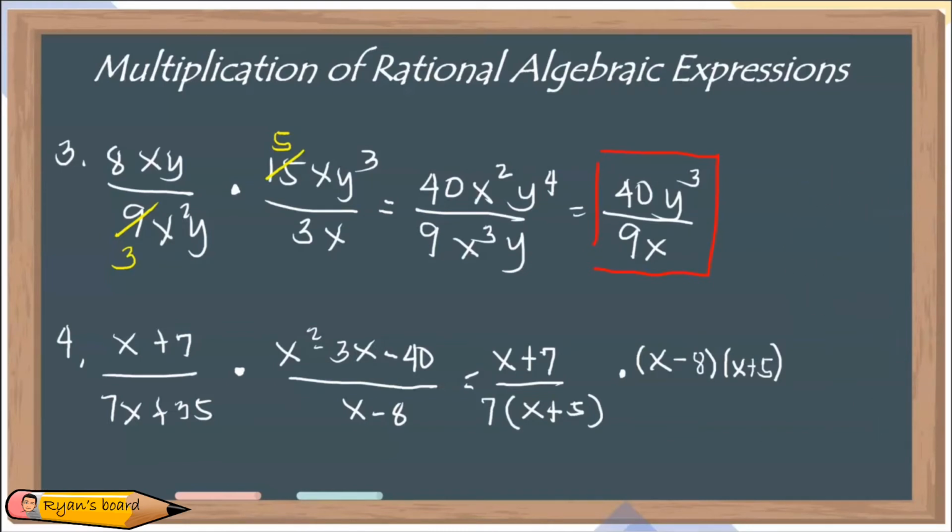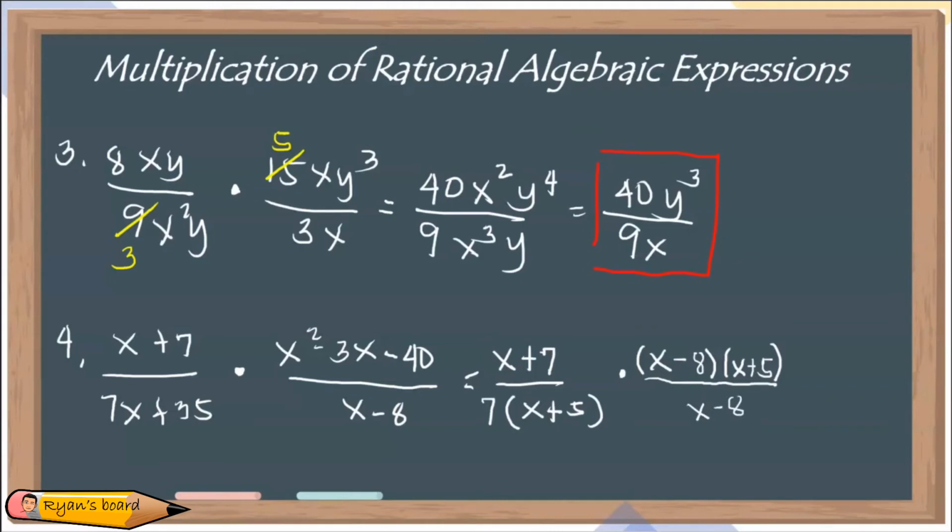Now, after that, factor naman natin yung nasa baba. Okay? So, yung x minus 8, meron bang common factor yan? Wala. So, hindi pwede yung sa common monomial. Is this a difference of two squares? Perfect square ba ito? Wala. So, pag wala na, just simply copy.